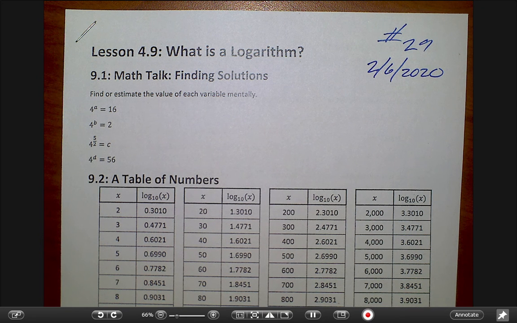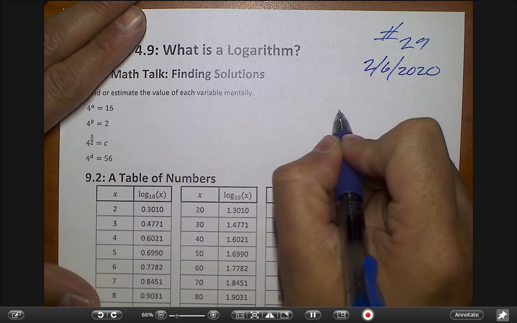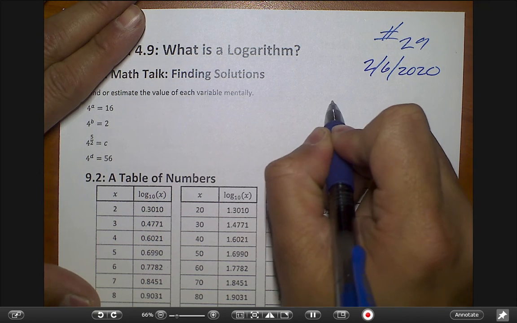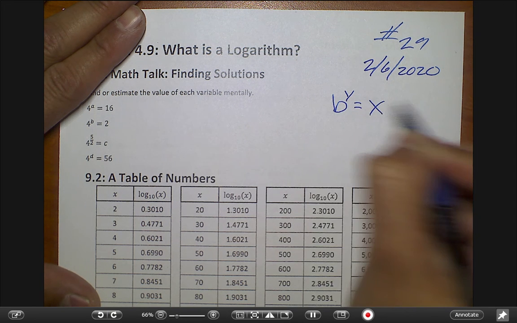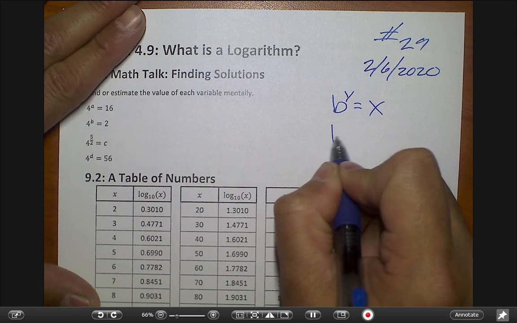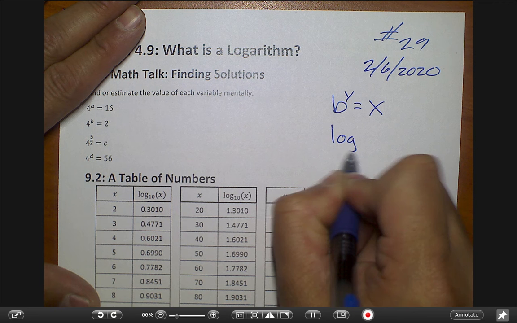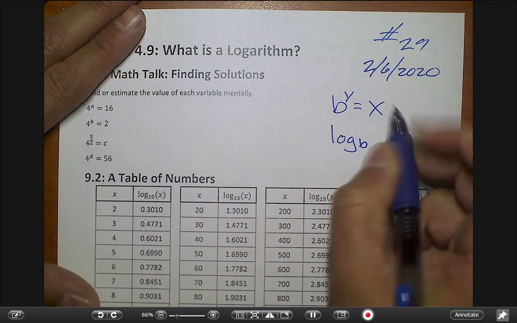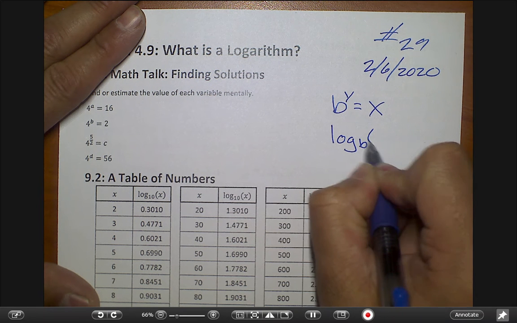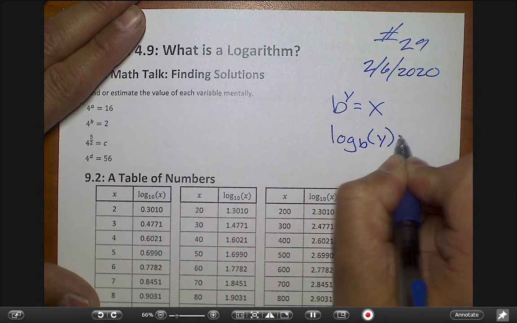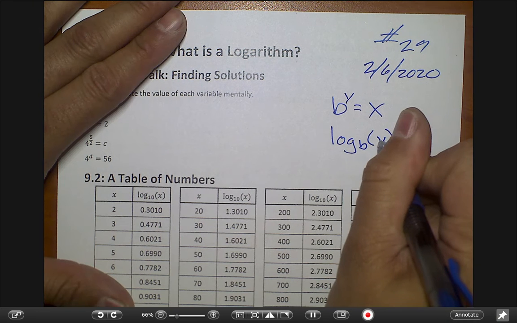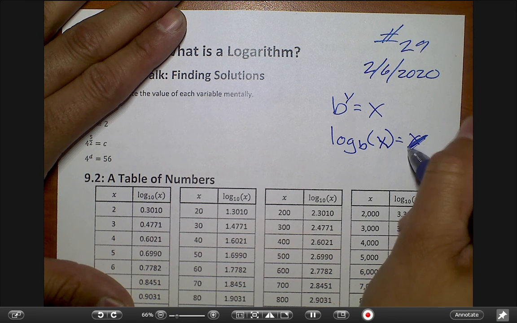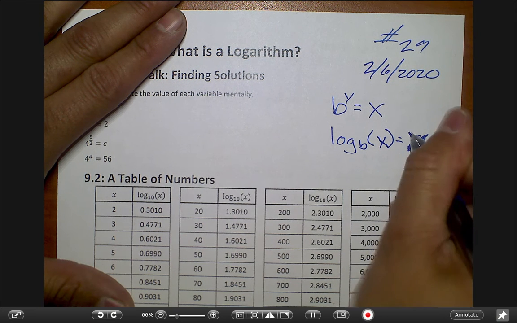So we're going to add something here. This is adding, so it's going to be b to the y equals x. And then we have log base b of y equals x. Wait, nope, I got that backwards. X and y. I got the x and y backwards. There we go.